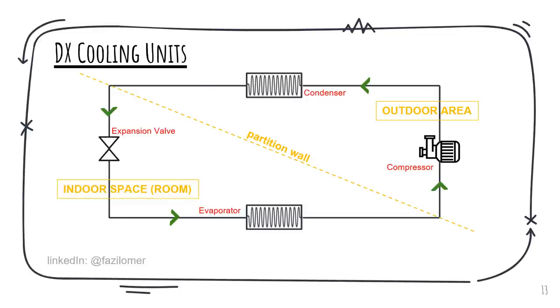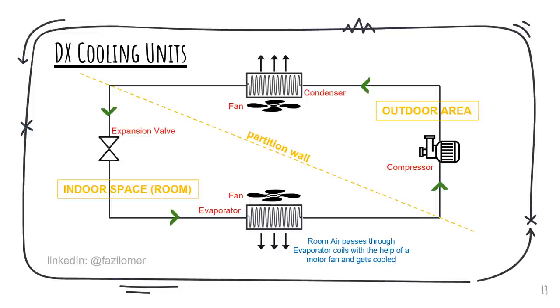Condenser and compressor units are either kept outside the partition wall of the room or kept facing the outside area. Whereas, evaporator and expansion valve are either kept inside the room or kept facing the indoor area. Room air passes through evaporator coils with the help of a motor fan and gets cooled. Outdoor air at atmospheric temperature passes through condenser coils with the help of a motor fan and cools the refrigerant.